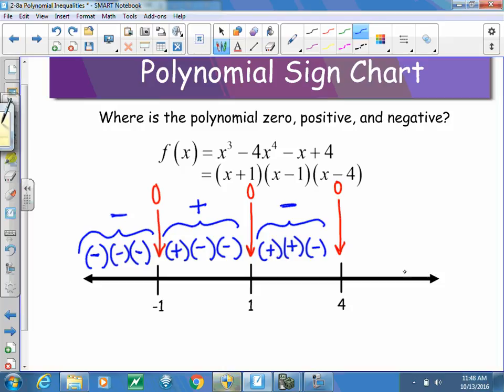And then the last one here, greater than 4. So if I pick 5, 5 plus 1 gives us 6, that's positive. 5 minus 1 is 4, that's positive. And 5 minus 4 is 1, and that's positive. When I multiply 3 positive numbers together, I'm going to get a positive as well.